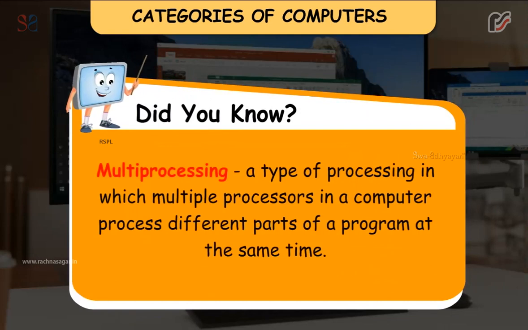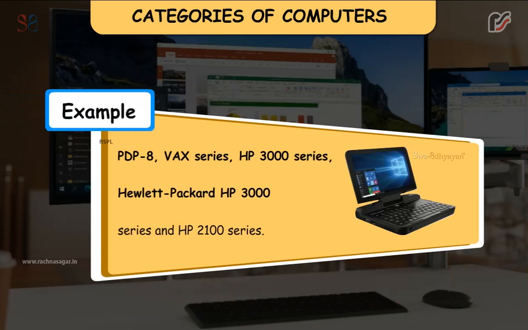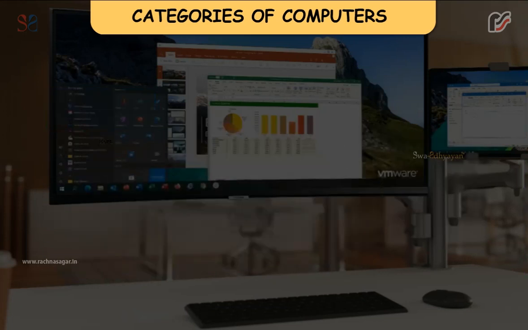Did you know? Multiprocessing: a type of processing in which multiple processors in a computer process different parts of a program at the same time. Examples: PDP-8, VAX series, HP 3000 series, Hewlett-Packard HP 3000 series, and HP 2100 series.